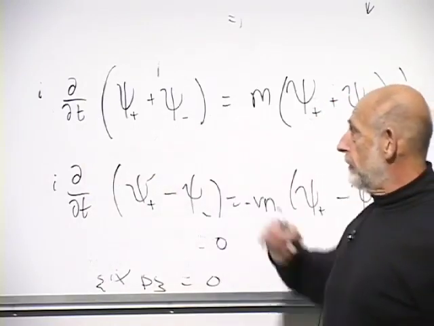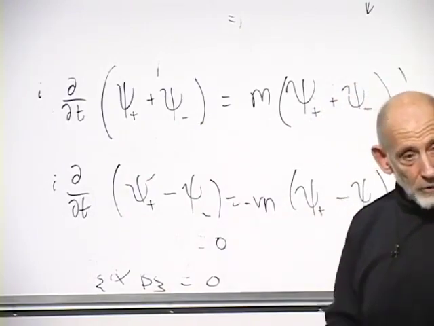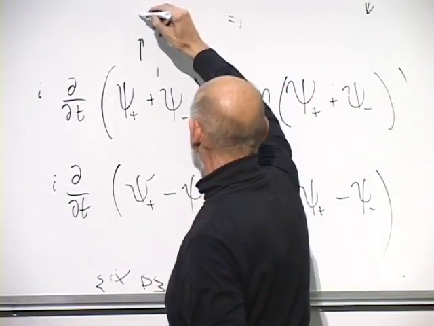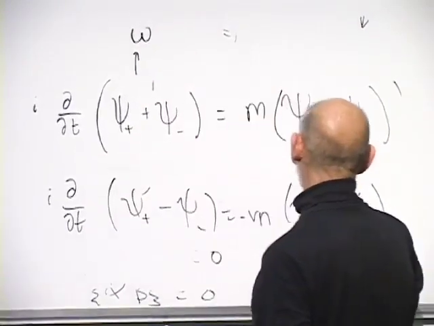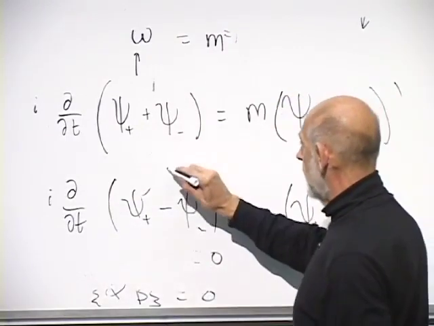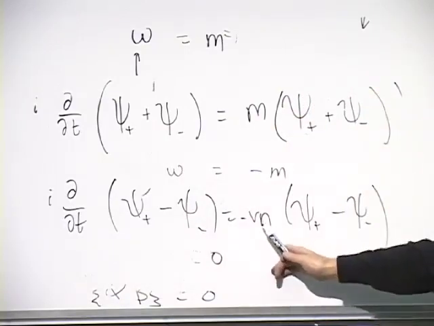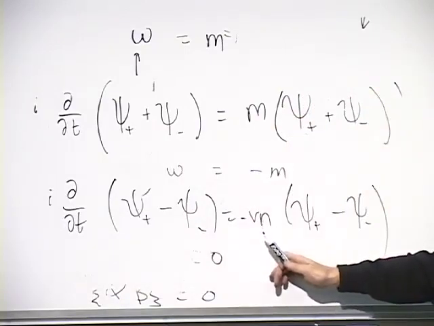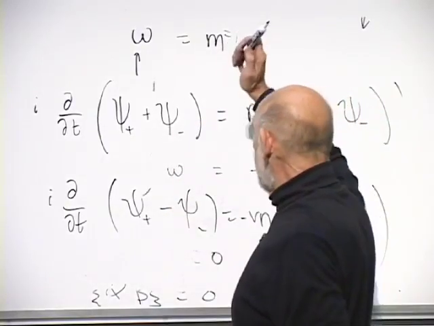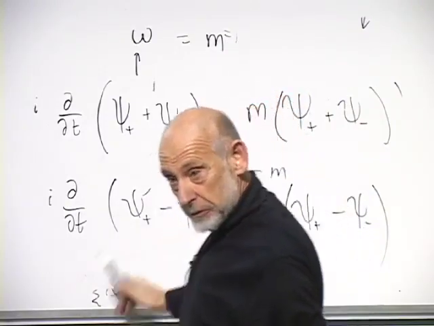If the wave function has a definite frequency, then i d/dt just gives you its frequency. So this object here has a frequency omega, which is just equal to m. This one has a frequency omega equal to minus m because of the minus sign here. What does it say about the energies of these two solutions? One of them is a positive energy solution, and one of them is a negative energy solution.